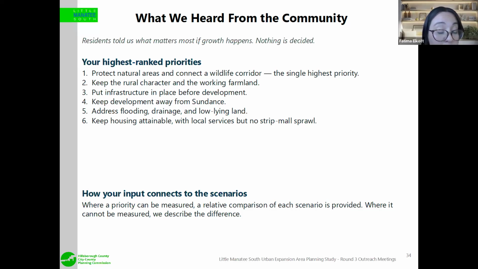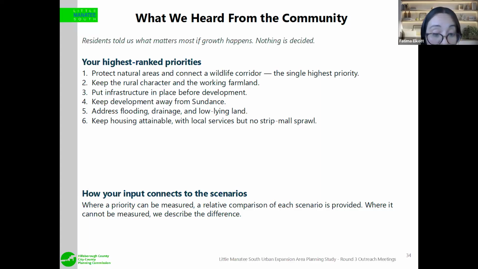And we also heard that you all are very passionate about keeping housing attainable with local services, but no strip mall sprawl. So we hope that some of those scenarios address those concerns. As Stephen has mentioned before, your input connected directly to these scenarios. We showed that slide that showed some of those comments and how they related to some of those different locations.